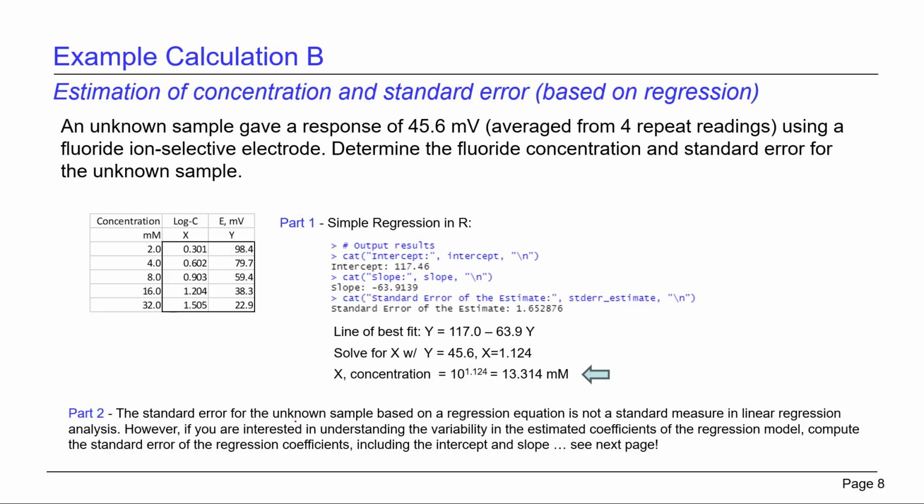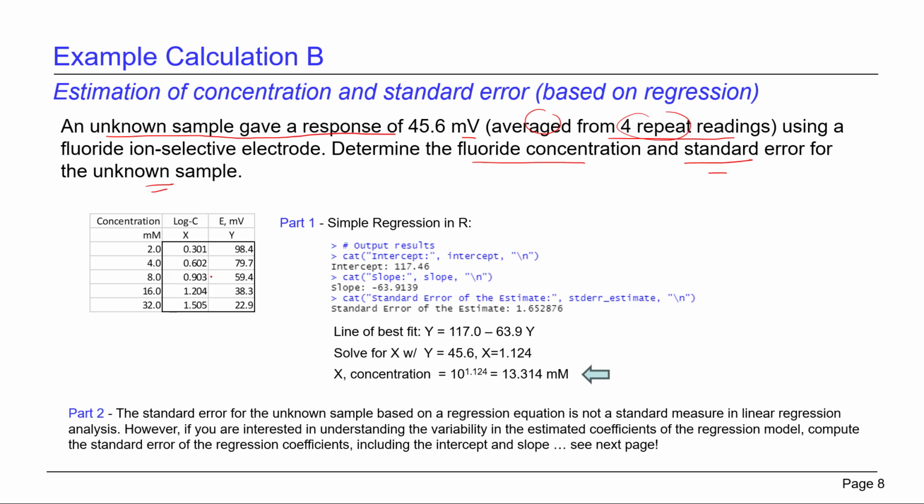Another calculation is the estimation of concentration and standard error based on regression. This is a little nuanced, and it's not the standard error that most people think about. But let's talk a little bit about that. We have an unknown sample that gave a response of 45.6 millivolts, averaged from 4 repeat readings using a fluoride ion-selective electrode. What we want to do is determine the fluoride concentration and standard error for the unknown sample. The twist here is that the responses are averaged from 4 repeat readings.